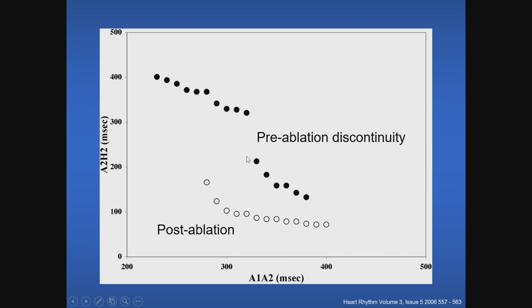Something that's sometimes done in the EP lab is that the A1A2s from the extra stimulus train are plotted against the A2H2s, and you can see here evidence of a pre-ablation discontinuity that shows dual AV nodal pathways. And after you ablate the slow pathway, which is how we treat AV-NRT, you see a smoother A1H2 curve.